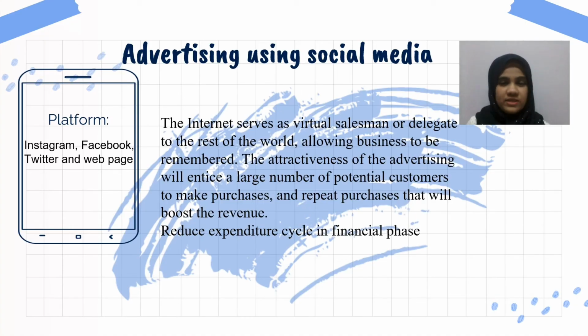Possible ways of applying information technology to transform business from a conventional platform to digital business operation is advertising using social media. The internet serves as a salesman for the business to the rest of the world, allowing the business to be remembered, as people nowadays love scrolling through social media such as Facebook and Instagram, so it will attract more customers and it can increase company revenue.